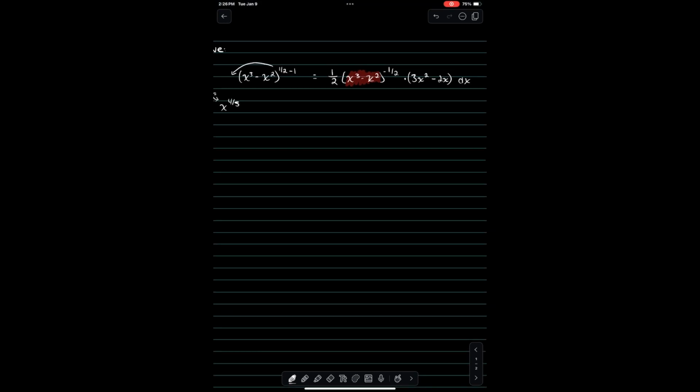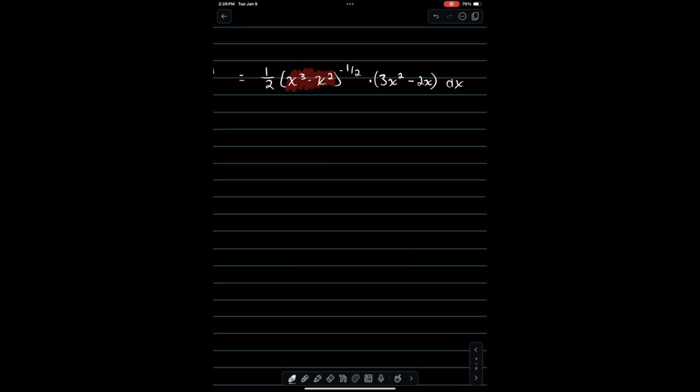But if certain teachers would like you to simplify it more because this doesn't look very neat, you could organize it. So we know that this is to a negative 1/2 exponent. So we can rewrite this in the denominator. So you can actually write this as x cubed minus x squared, and now this is in the denominator, because now we just flip this. We put it in the denominator, and now it's to the positive 1/2 power. And then we'll put a 2 in front because of this 1/2 here. And then all we have left up top is 3x squared minus 2x dx.